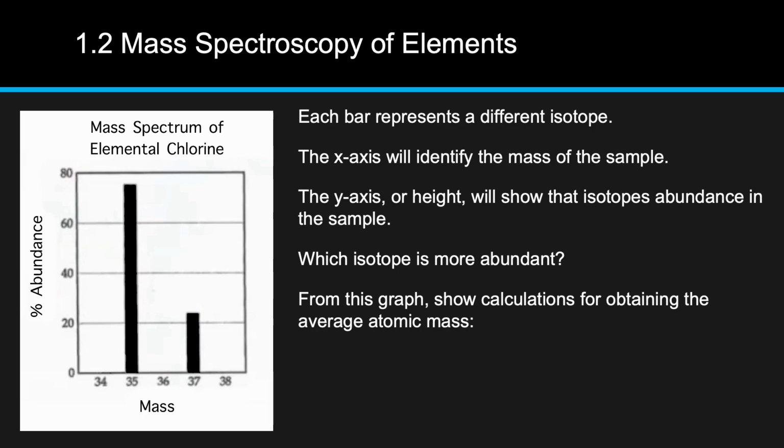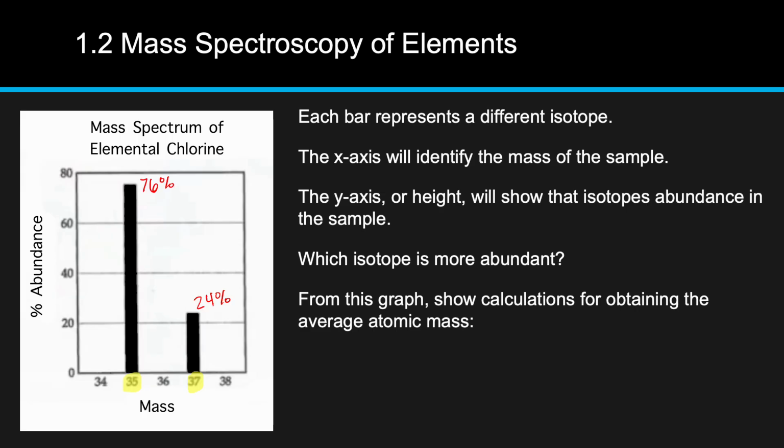So this is something called a mass spectrum, which is the data that we get from a mass spectrometer. Here we see a mass spectrum of chlorine, and you can see that there are two isotopes. We have an isotope with a mass of 35 and an isotope with a mass of 37. On the y-axis, we have our percent abundance. We can see that our chlorine-35 has a percent abundance of about 76%, and our chlorine-37 has a percent abundance of about 24%.